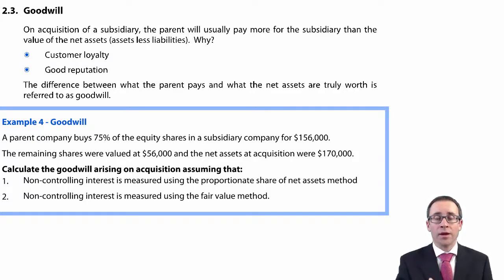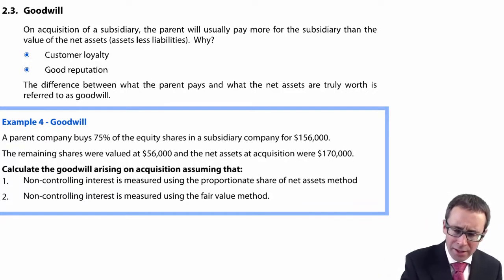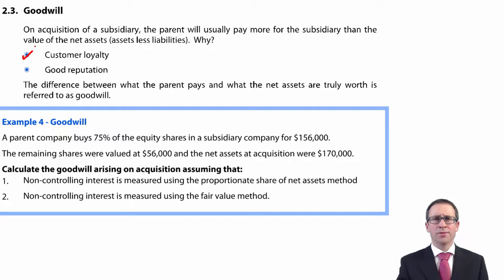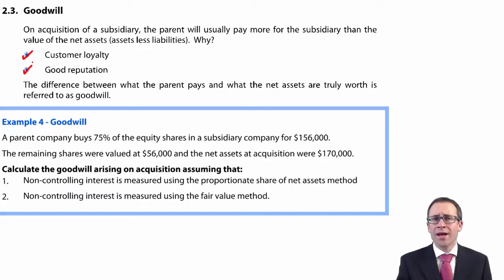And that goodwill, as we said, is an intangible asset and relates to things such as customer loyalty. You would be prepared to pay more, or the business would be worth more, wouldn't it, if we had some very loyal customers that gave us repeat business every single year. Likewise, if you have a good reputation, that would again enhance the overall value of the subsidiary, but would not be reflected within the net assets of the subsidiary.